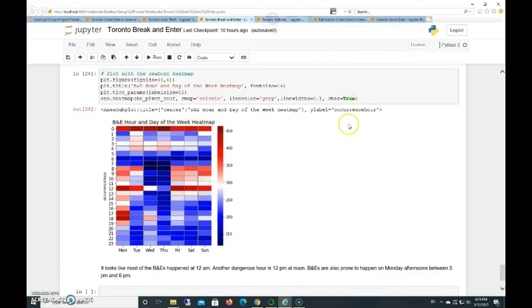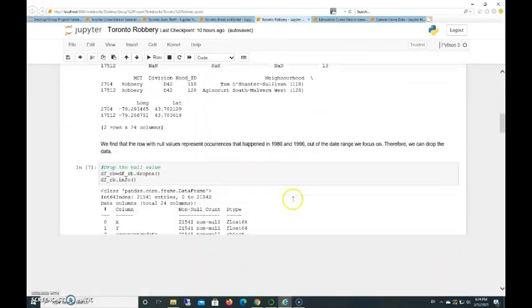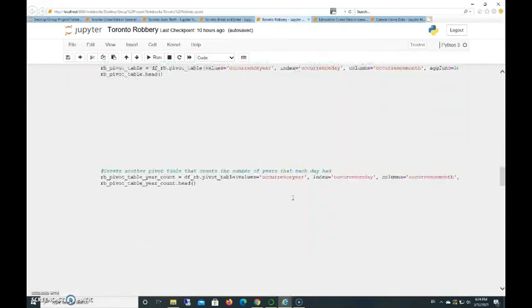Here's the robbery data, if I can open it. Yeah, and I just want to show you the heat map at the end.